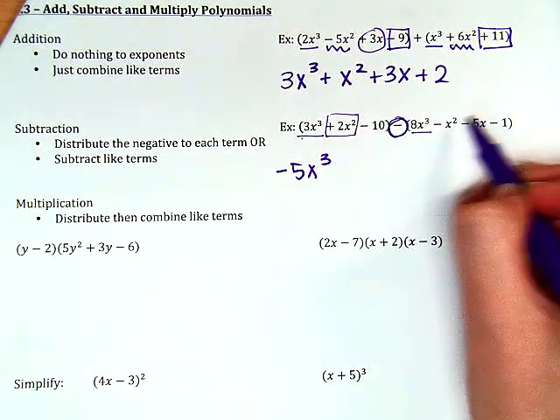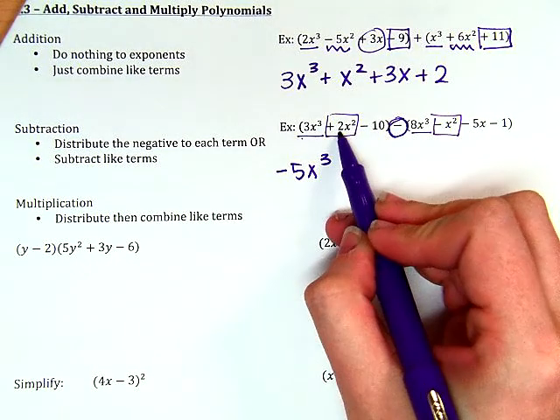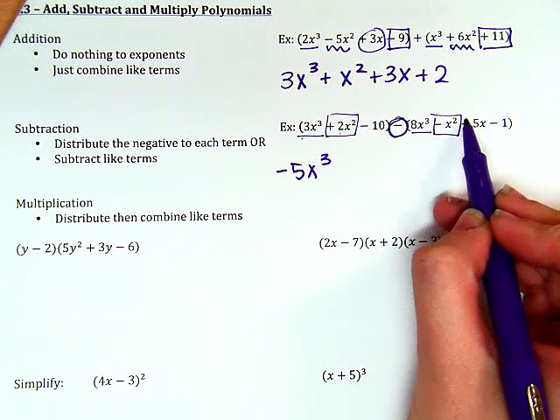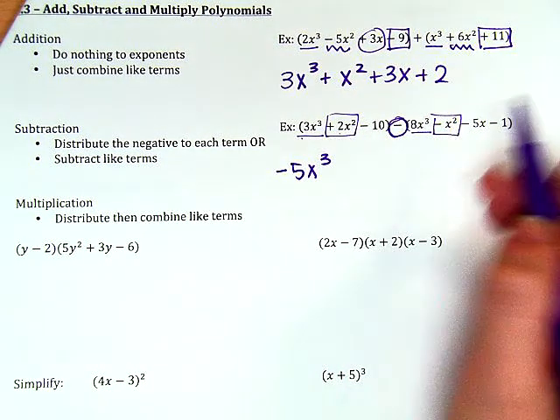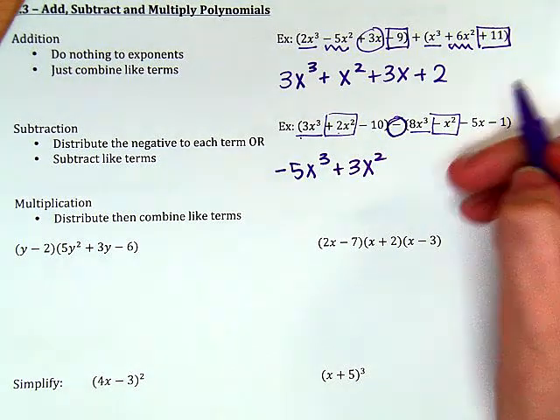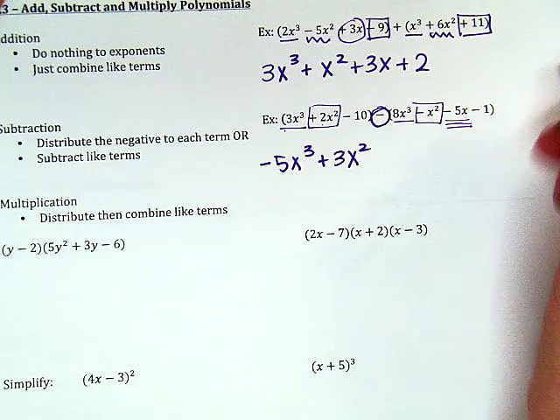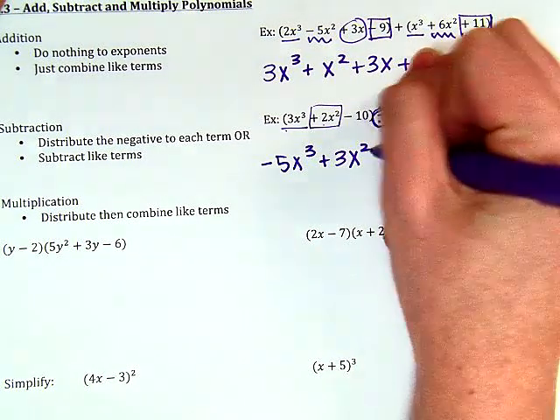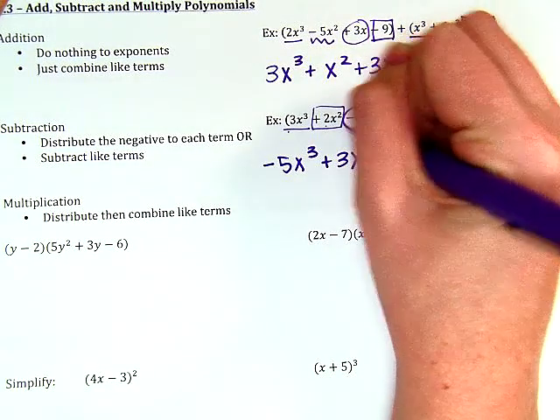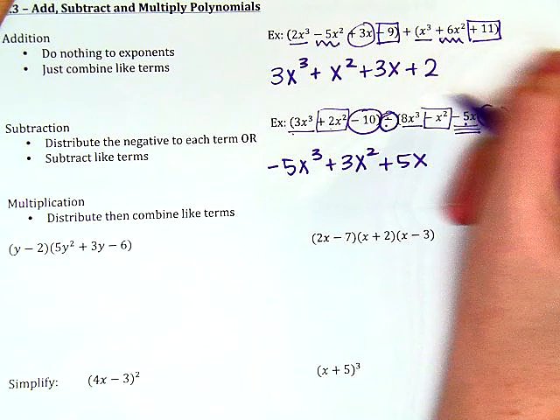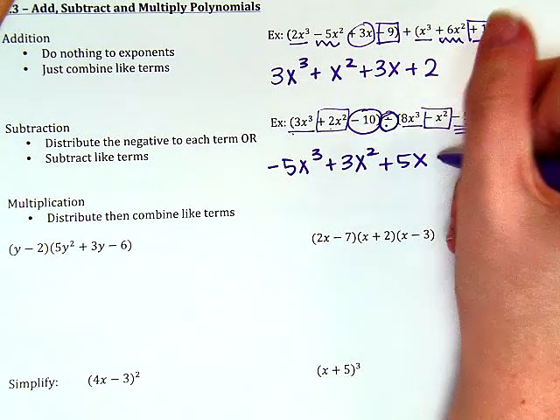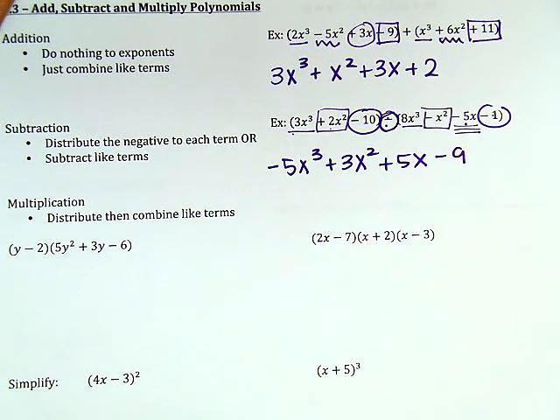My x squared. So I got 2x squared minus negative x squared. So it's like it's plus. 2x squared plus x squared becomes plus 3x squared. Got 5x here. It's a minus 5x, so it becomes plus 5x. And the last thing I got here is my number. Negative 10 minus negative 1 becomes negative 10 plus 1 becomes negative 9.